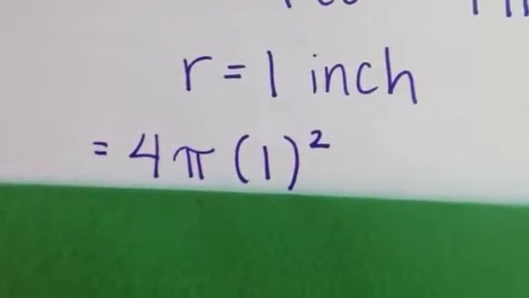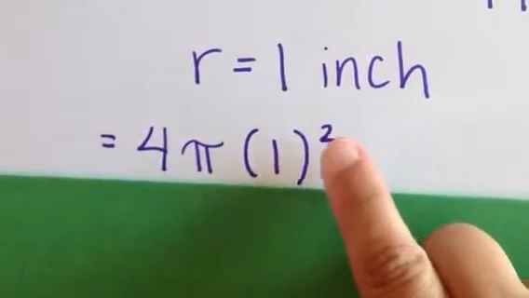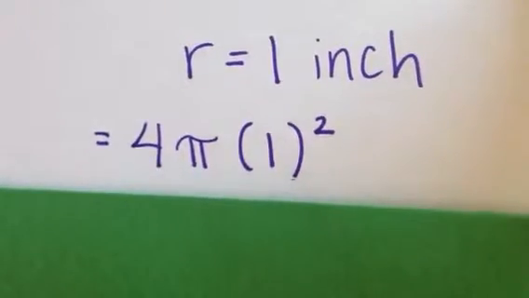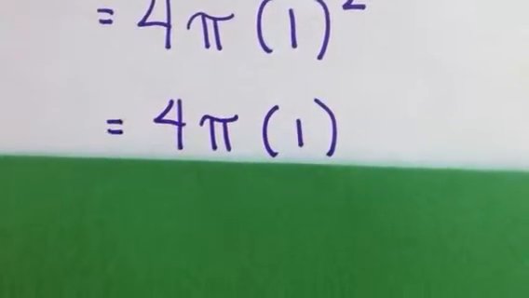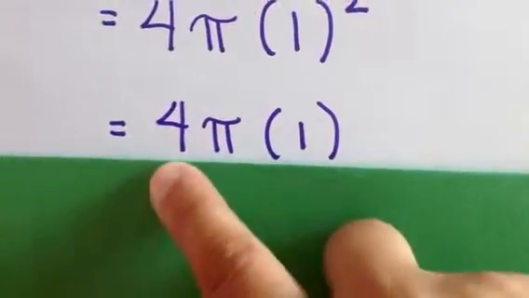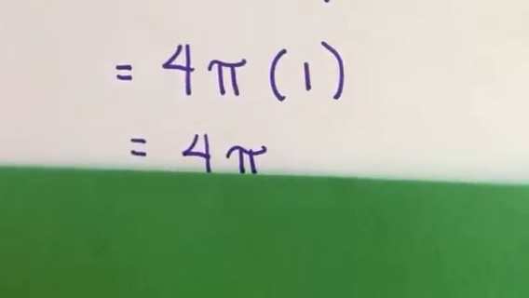You always want to follow the order of operations, parentheses, then exponents. So 1 squared is 1 times 1, and that equals 1. So now you have 4 times pi times 1. 4 times 1 gives us 4, so now you're left with 4 pi. Let me show you how to do that in your calculator.